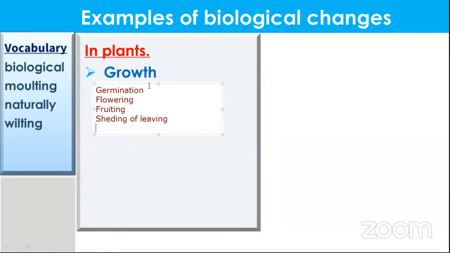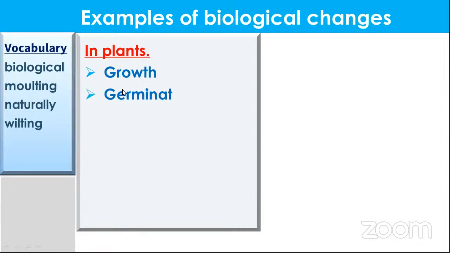Rotting is going to be an example of chemical changes, so we need to be able to differentiate them, okay? So one, we have growth. Somebody also talked about germination. What is germination? Is there anybody who knows the meaning of germination? Yes, Manuela?